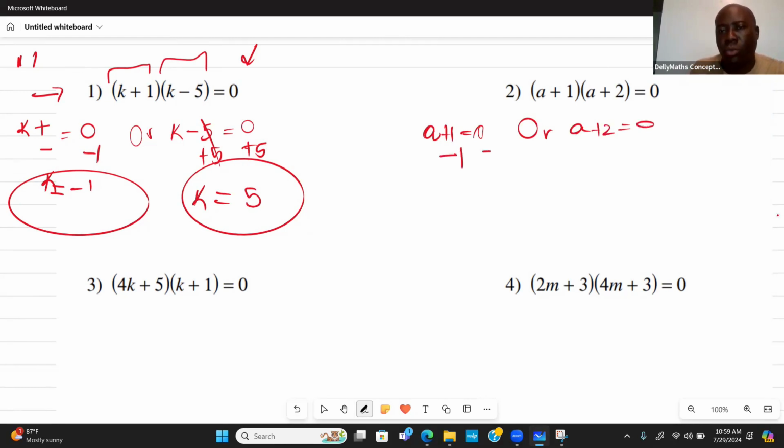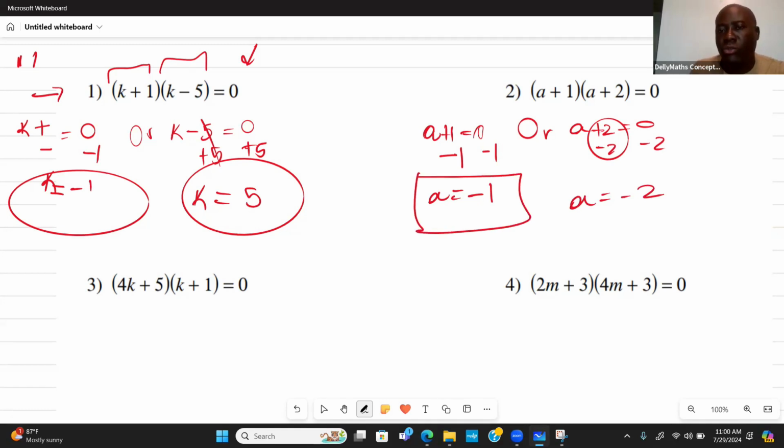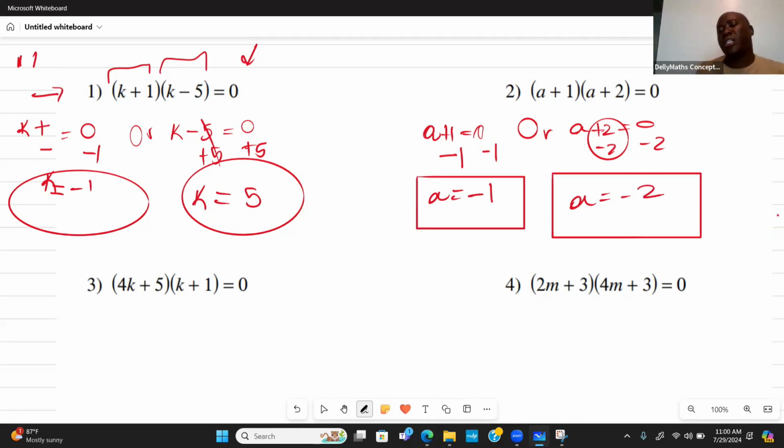We subtract 1 from both sides. So a is equal to -1. And in the other case, we would subtract 2 from both sides so that this part becomes a 0. So a is equal to -2. So these are our two responses. a is equal to -1, a is equal to -2.